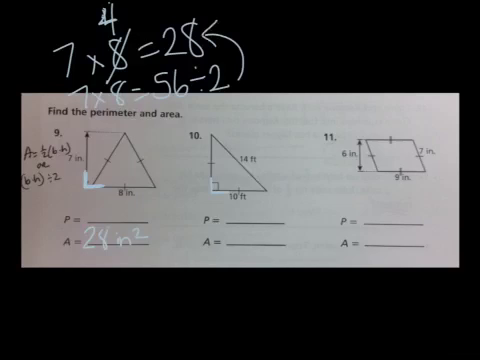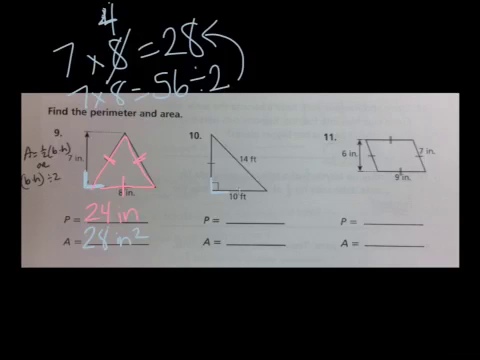For the perimeter of this first one, these dashes, remember, mean that the sides are congruent, that all the sides are the same. So you have 8 plus 8 plus 8. Looks kind of like an angry face. Anyway, or I could say 8 times 3, or the perimeter is 24 inches.